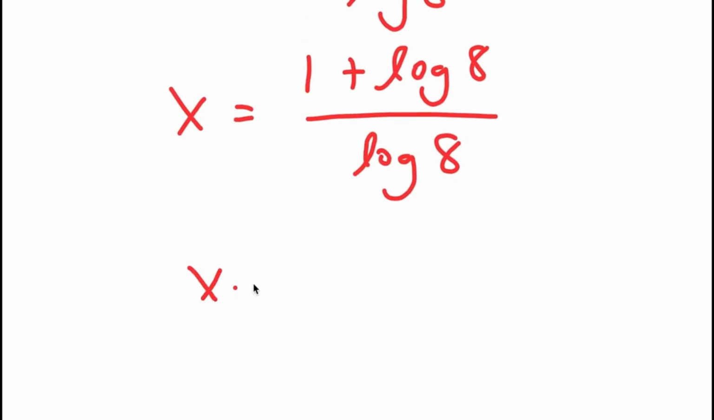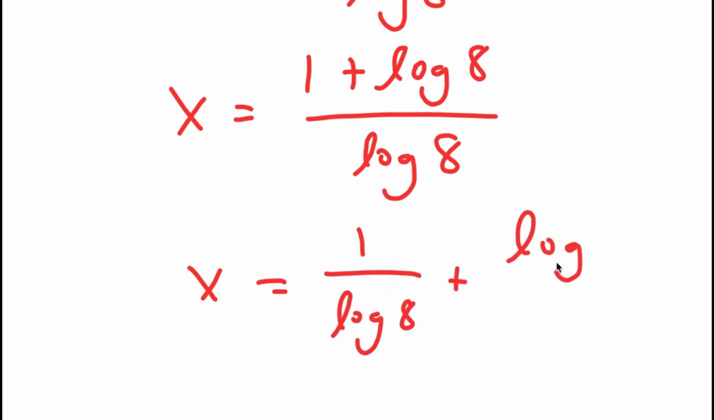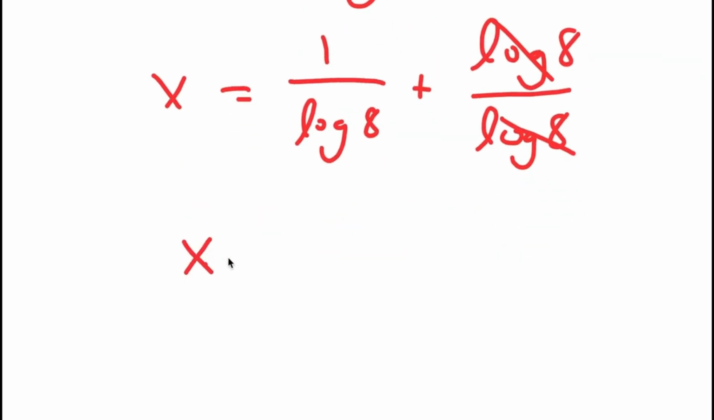Now, this is the same thing as 1 over log 8 plus log 8 over log 8. And log 8, these two cancel out, so I'm left with x is equal to 1 over log 8 plus 1.